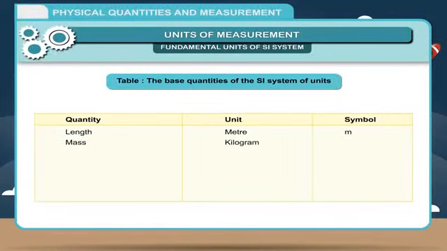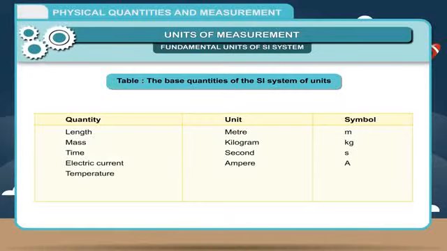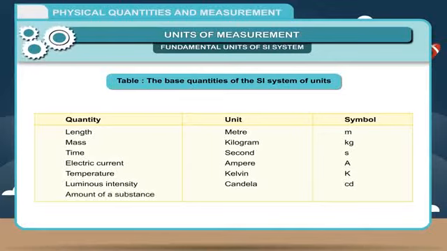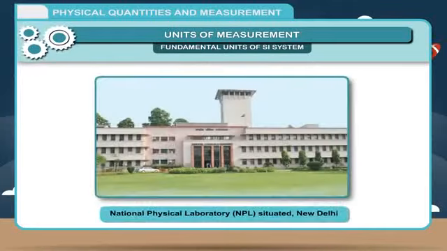Mass, kilogram, kg. Time, second, s. Electric current, ampere, A. Temperature, Kelvin, K. Luminous intensity, candela, cd. Amount of a substance, mole, mol. In our country, National Physical Laboratory, NPL, situated in New Delhi is authorized to maintain the national standards for all the basic units in India.